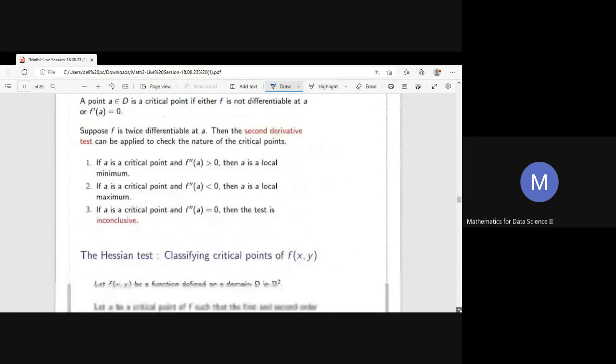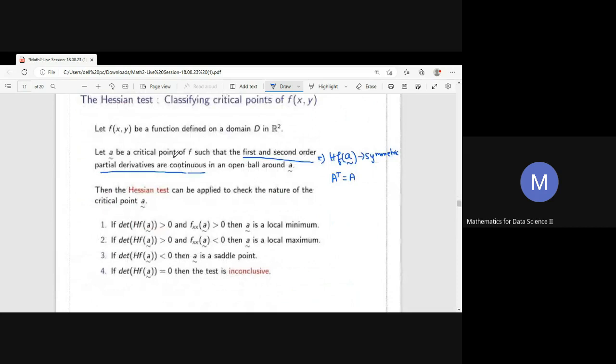But for this Hessian test, we are lucky enough that this assumption is there. So Hf of a tilde is going to be a symmetric matrix, so you don't have to worry about it. For the Hessian test, don't worry. Then the Hessian test can be applied to check the nature of the critical point.